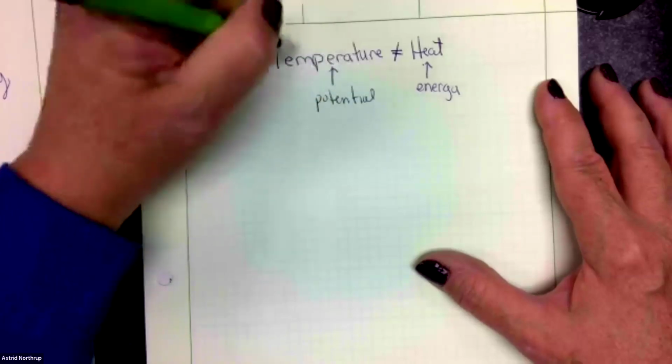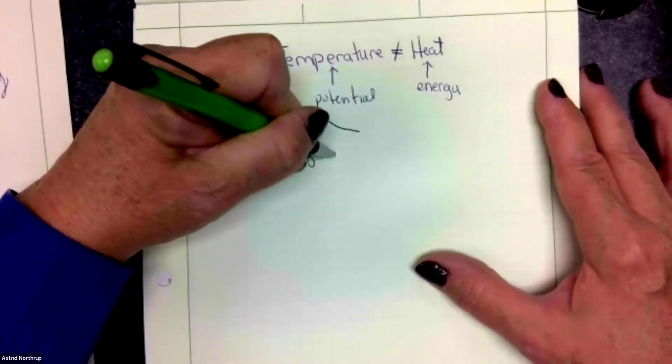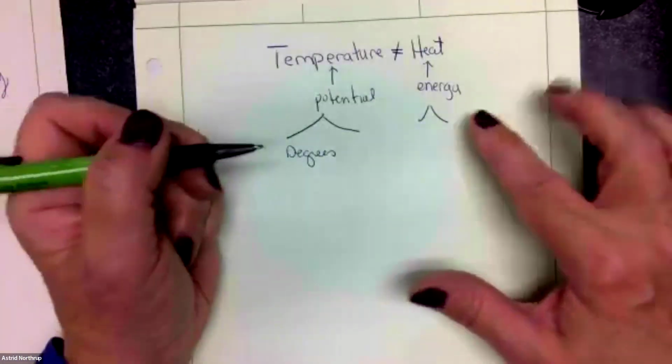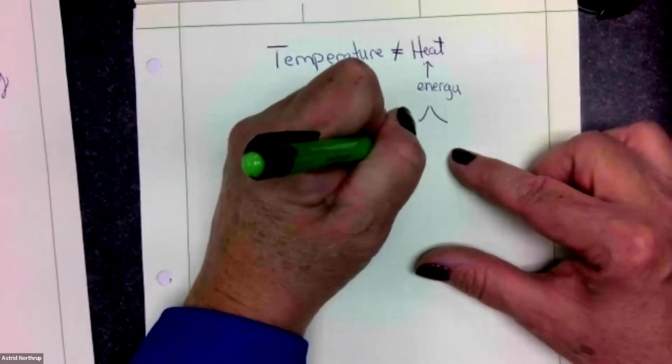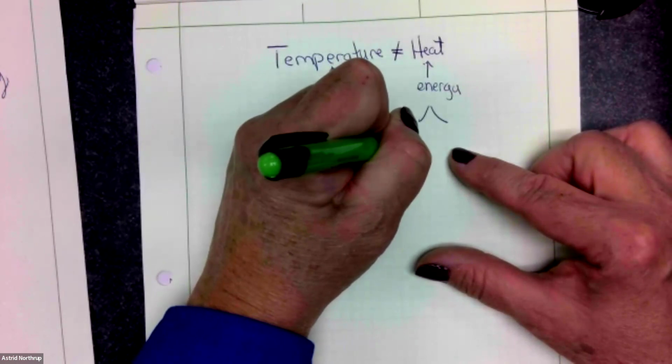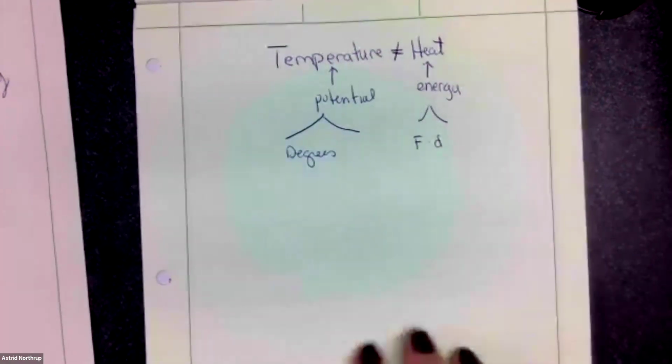Okay, so that means that temperature in general is measured in degrees, whereas energy is measured in units of energy, which is a force acting through a distance. Force acting through a distance is how I'll write it for now.